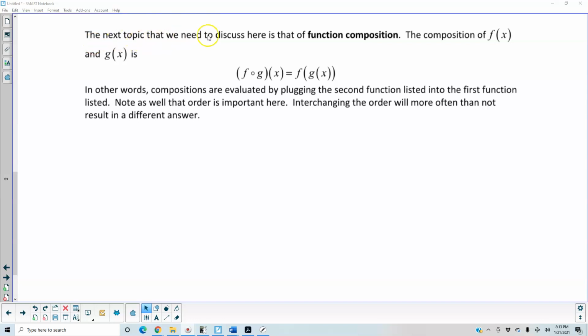The next topic that we need to discuss here is function composition. The composition of f of x and g of x is the following. F composite g of x is equal to f of g of x. In other words, compositions are evaluated by plugging the second function listed into the first function listed. Note as well that order is important here. Interchanging the order will more often than not result in a different answer.